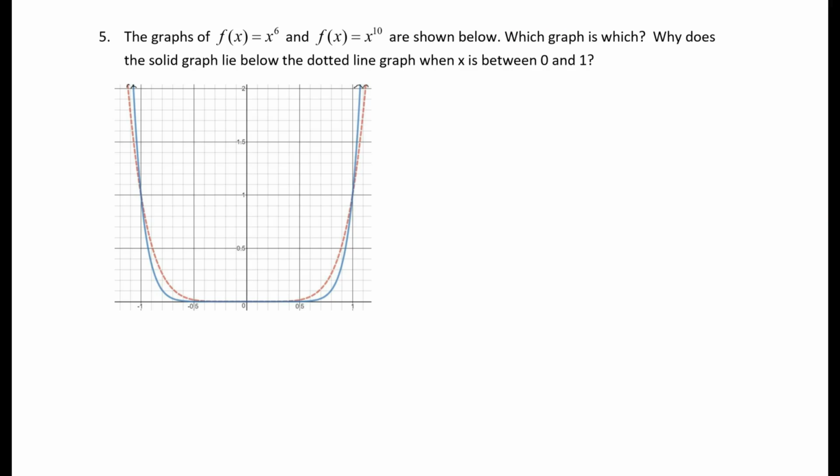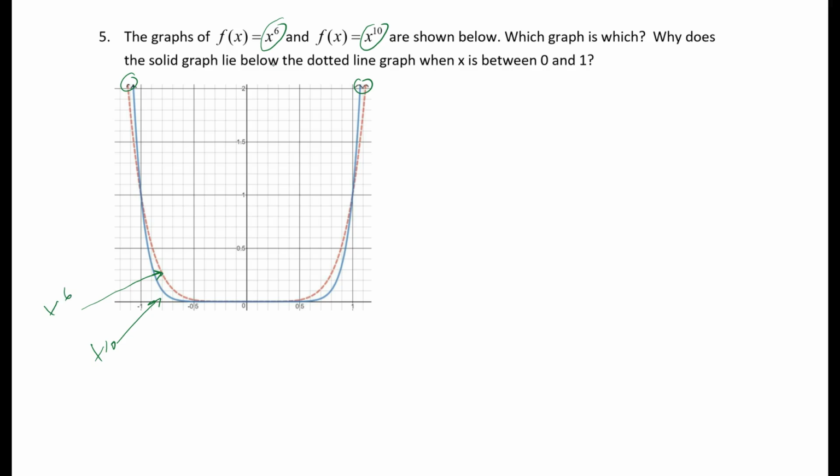Okay, this is the last of the questions on the power functions. Here we have the graph of f of x equals x to the 6th and x to the 10th. Hopefully you can sleuth out which one's which. We know for sure that they're both even because the end behavior is heading up to the top. Then we just have to figure out which one looks more boxy. Well, it certainly looks like that blue one is more boxy, so the blue is going to be x to the 10th, and that dotted red one is going to be x to the 6th.